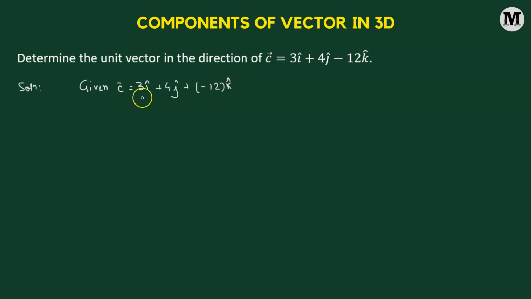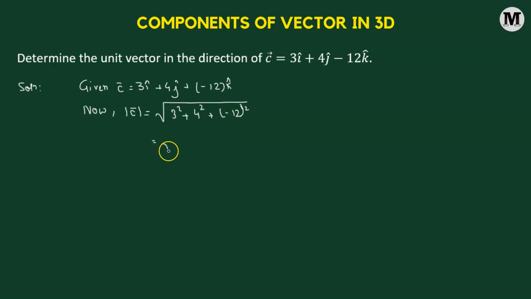So the vector c has components of 3 along the x-axis, 4 units along the y-axis, and negative 12 along the z-axis. Now we'll try to find its magnitude. The magnitude of vector c is given by the square root of the sum of squares: the square of the coefficient of i cap, that's 3 squared, plus the square of the coefficient of j cap, that's 4 squared, plus negative 12 squared.